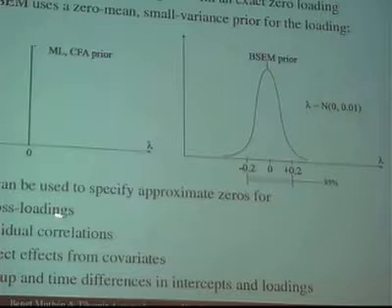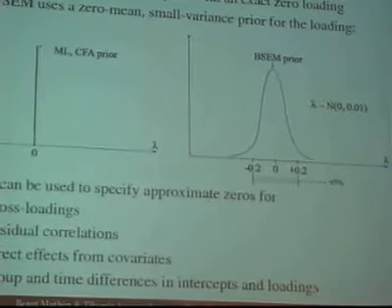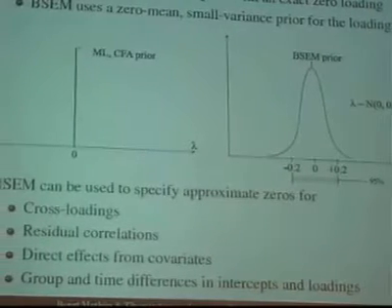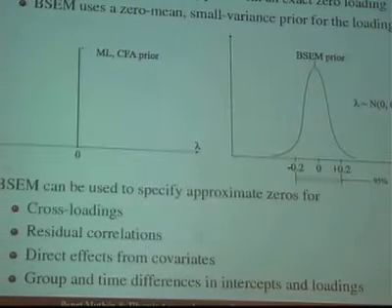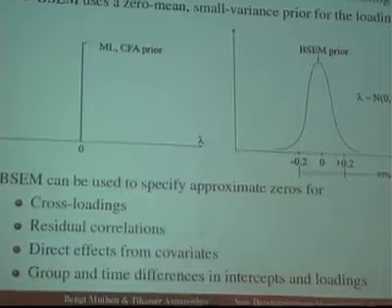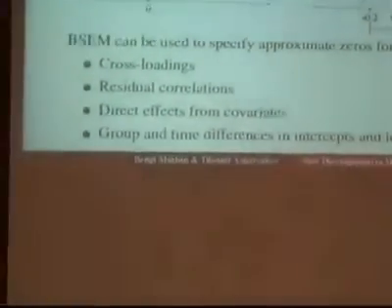So BSEM can be used to specify approximate zeros, not only for cross-loadings, as the picture on the right illustrates, but also for residual correlations, which we say are 0, right? We don't have any residual correlations among these short arrows here on the right. You can relax that if you want to. It's a little bit more complex than relaxing the cross-loadings.